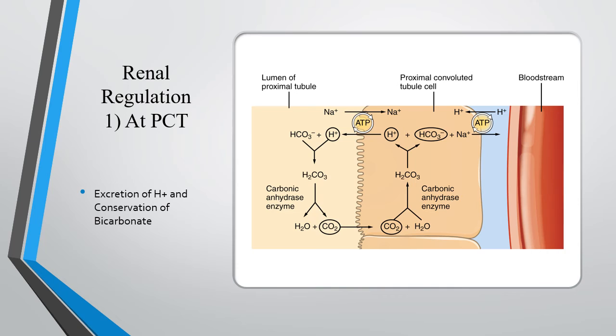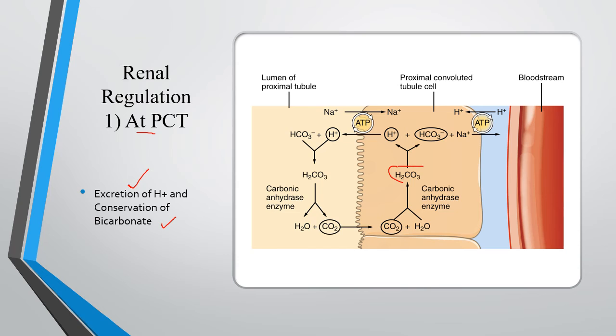So how does this work? It works in three ways. At three different parts of the tubules, it works differently. So first, in the proximal convoluted tubule, the PCT, it regulates the acid-base balance by doing two things. One, excretion of H plus ions. Two, conservation of bicarbonate ions. So we'll split this. First, let's start with excretion of H plus ions. So H plus in the cell, which is formed from carbonic acid, the same reaction.